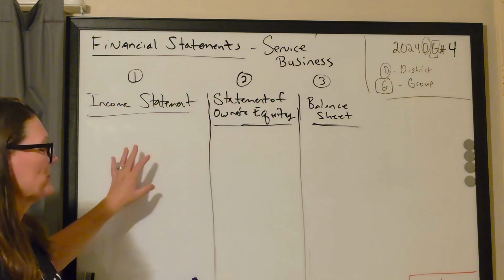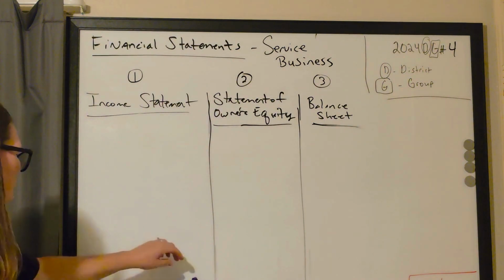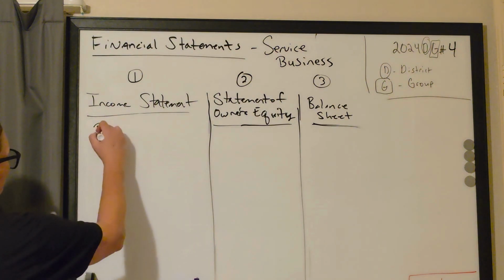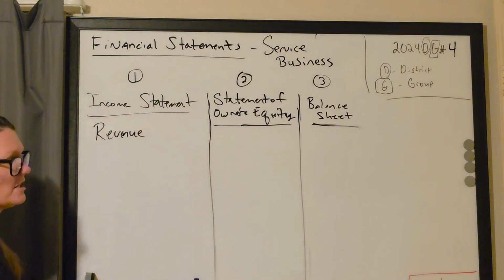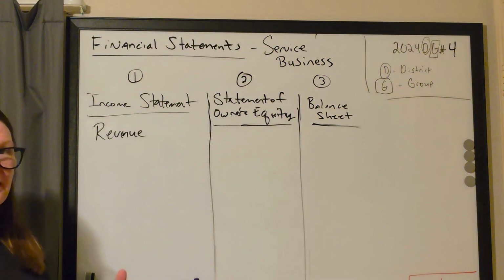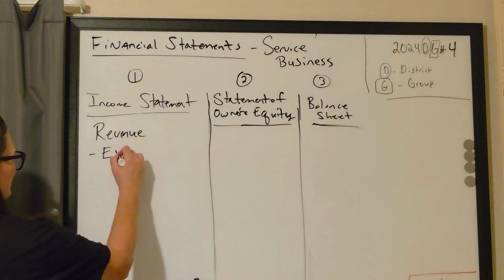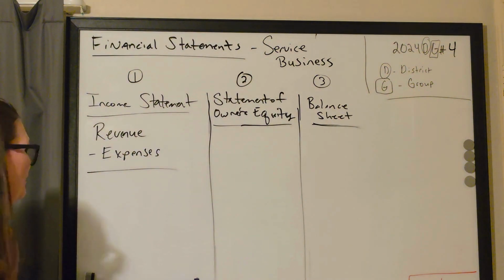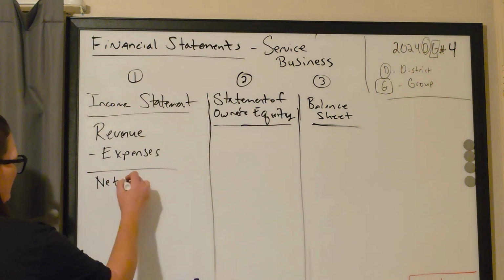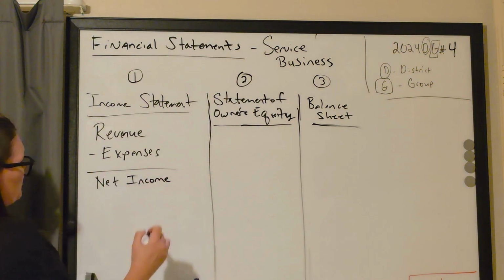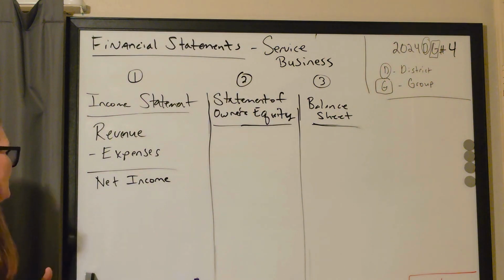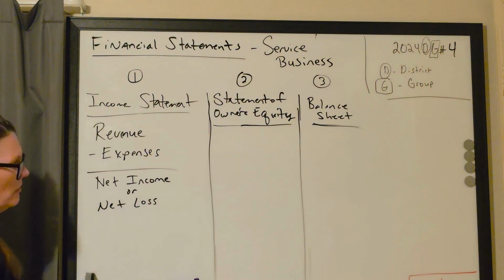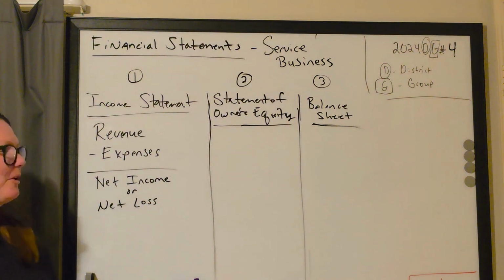So let's talk about the income statement first. So income statement is revenue, which is like your sales, your income that's coming in, minus expenses, which are your bills, money going out. And this will equal your net income, which means you made more than you spent, or net loss, which means you spent more than you made.